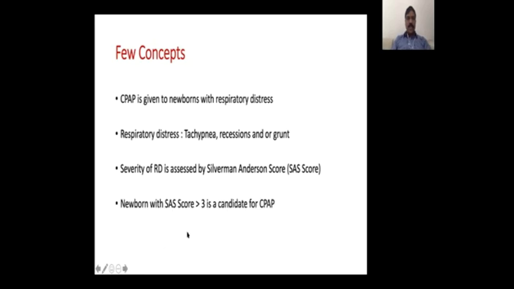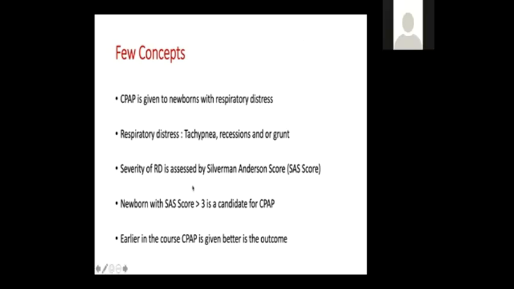Now, for all babies with a Silverman-Anderson score of more than 3, the newborn is an eligible candidate for giving Cpap. Sometimes we wait longer, but for all preterms, at least, if the Silverman score is more than 3, he becomes a candidate for Cpap. The earlier in the course Cpap is started, the better the outcome. As Deepak has already told us, if you start in the delivery room, your outcomes are definitely much better.